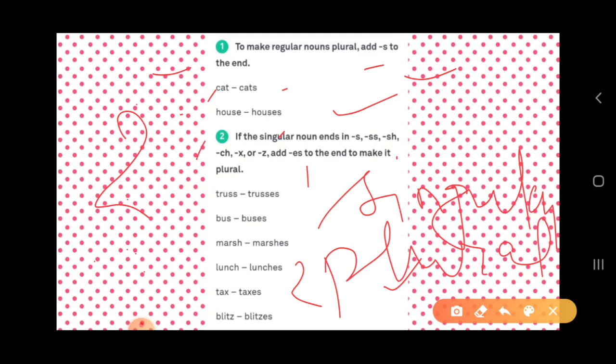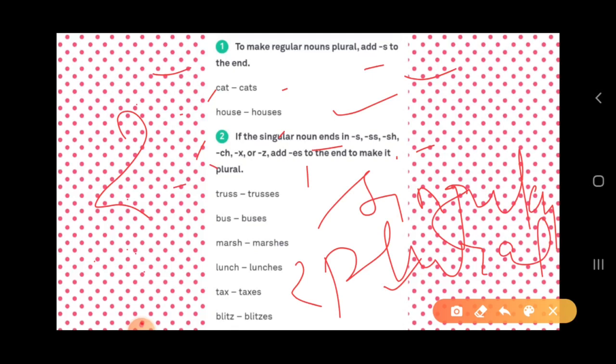Now, the second rule for making plural nouns is that if the singular noun ends in s, double s, sh, ch, x, or z, then how will you make it plural? You will add es at the end to make it plural. So, what does rule number two say?